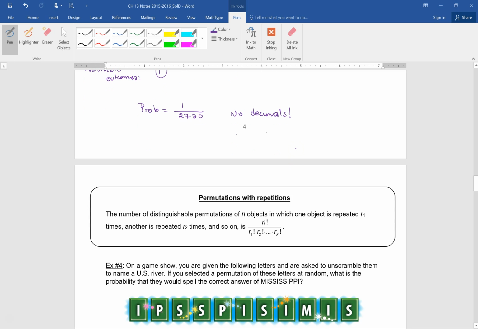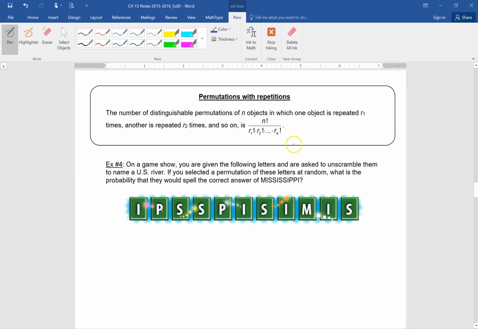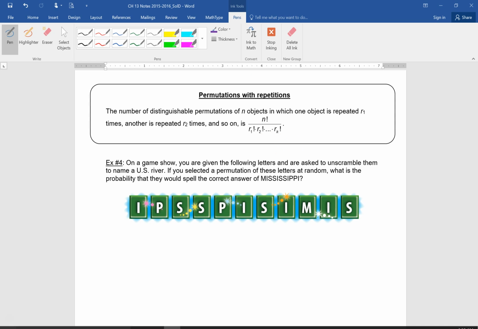All right, now, permutations with repetitions. So suppose now you've got these letters. You're on a game show. You're given these letters. And what you're going to do, they're going to put these letters in a bag. You're going to pick random ones, okay, 11 times. You're going to pick 11 random letters. What are the chances that you pick them in the right order to spell Mississippi? That's a pretty wild chance, right?